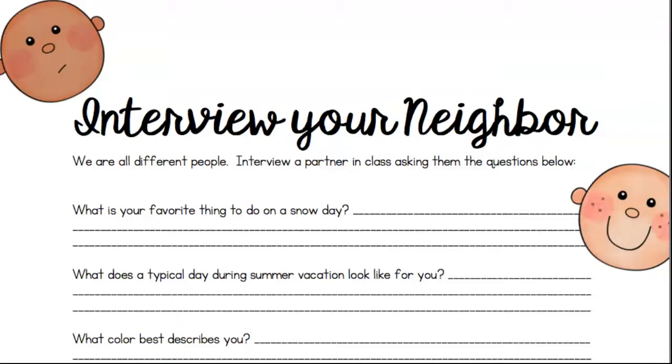So there's a series of questions like, what is your favorite thing to do on a snow day? What does a typical day during summer vacation look like for you? What color best describes you? So they're taking the person they're interviewing and they're rating that person's answers to these questions. Note, you can also have students walk around the classroom and interview something different for each question. Just make sure they also write that person's name, because when we share in the end, I usually pick one person per question. I want to know who said what, and it kind of just adds to the fun culture of our classroom.